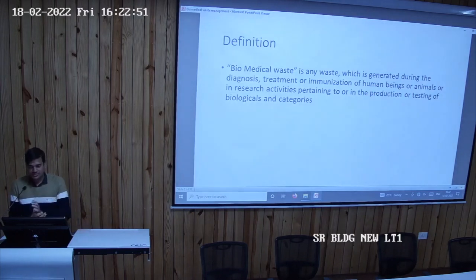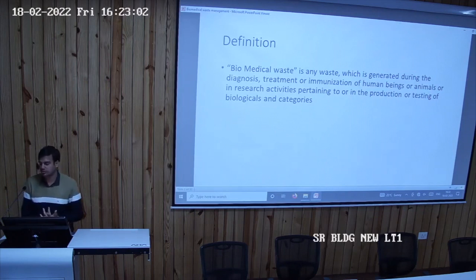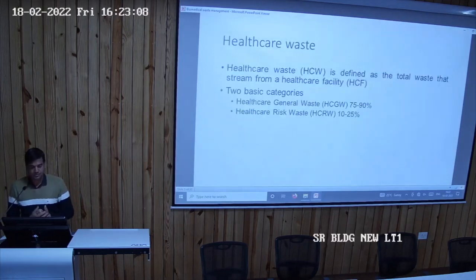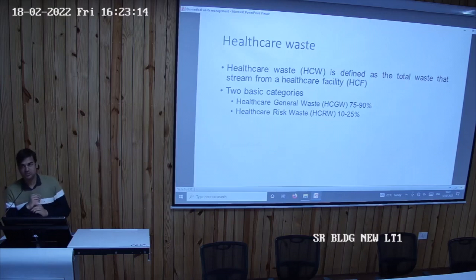So biomedical waste is any waste which is generated during the diagnosis, treatment, or immunization of human beings or animals, or in research activities pertaining to, or in the production or testing of biologicals and categories. So healthcare waste is defined as the total waste that is generated from a healthcare facility. So whatever waste is generated from Mahatma Gandhi Hospital, that will be called healthcare waste.